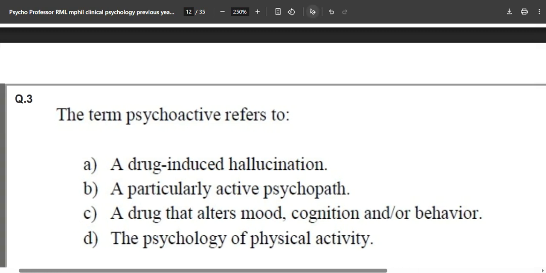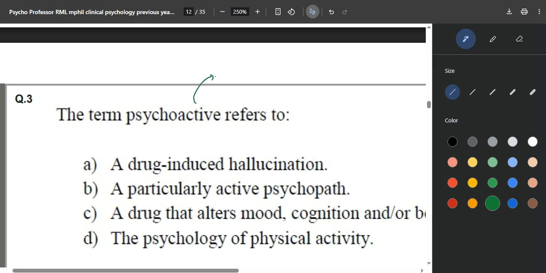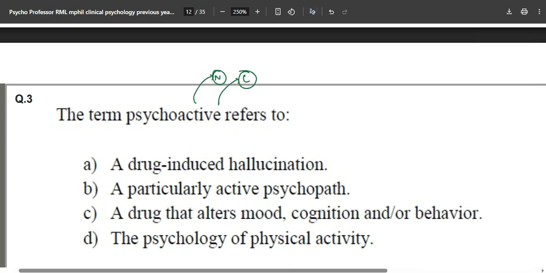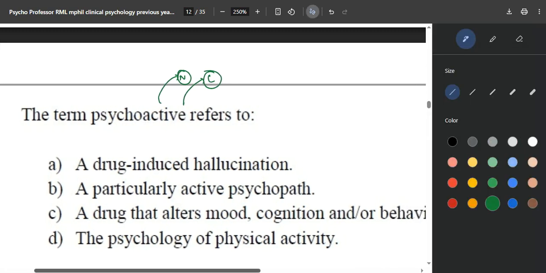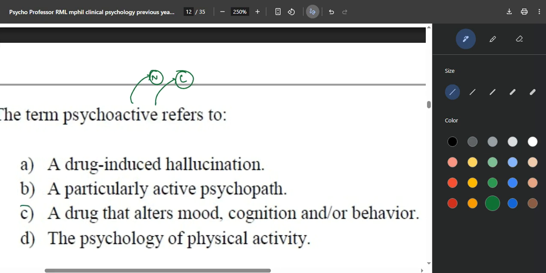Okay, and where will you find this? You will find this in the N book as well. You will find this in the C book as well. And over here, what does the term psychoactive refer to? It is referring to option number C or third, a drug. It is a drug that alters mood, cognition, and/or behavior, perception, memory, thinking. Everything will be counted under this only.